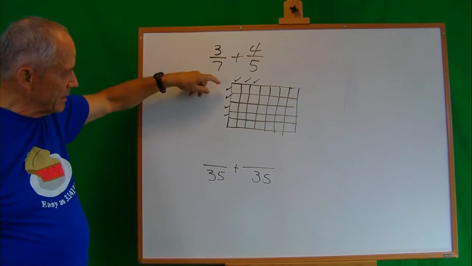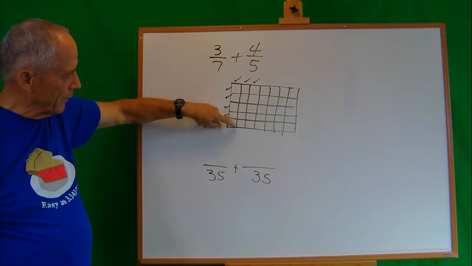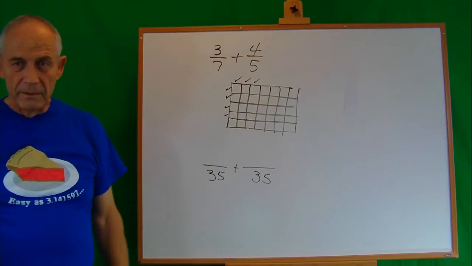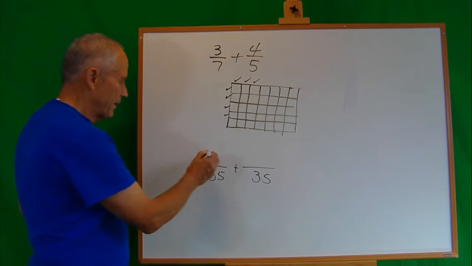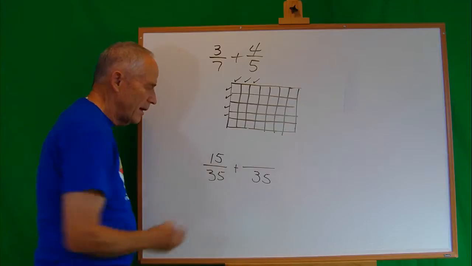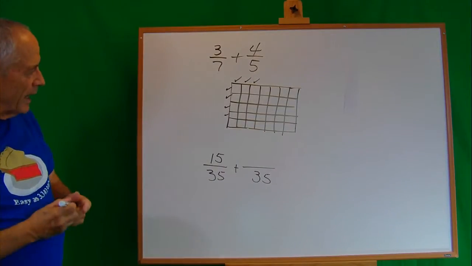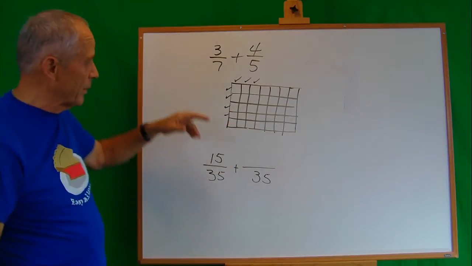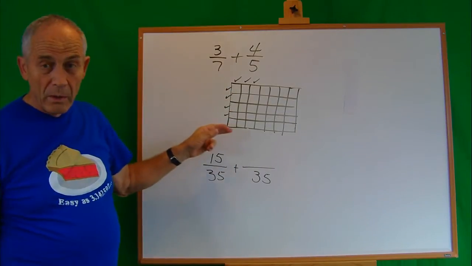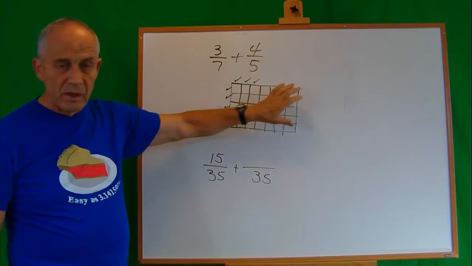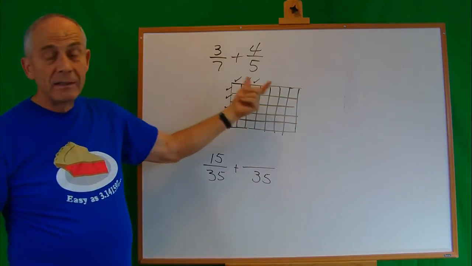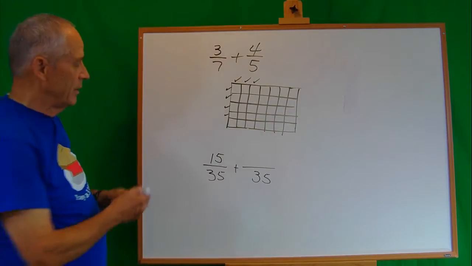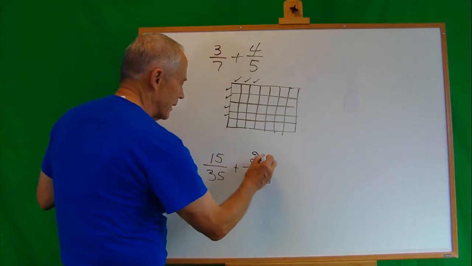In the 3/7, there are 1, 2, 3, 4, 5, 6, 7, 8, 9, 10, 11, 12, 13, 14, 15. There are 15 of them. Okay, in the 4/5 there are, and let's do it the way we did the other because that was a little bit quicker. We have 4 rows, and each one of those rows have 7 squares in them. So we've got 4 groups of 7, which gives us the 25.